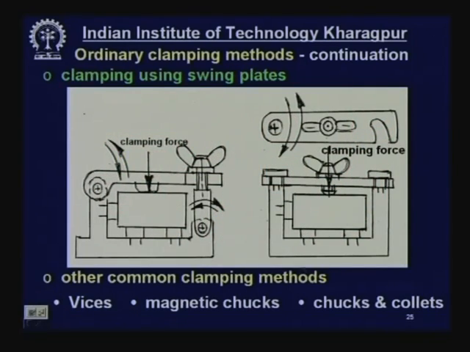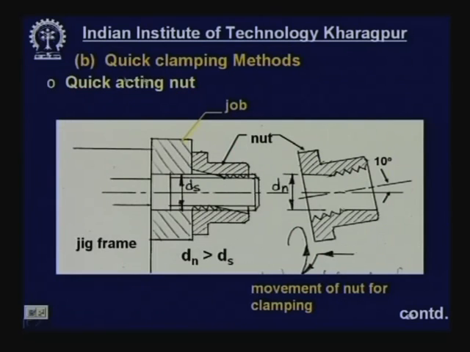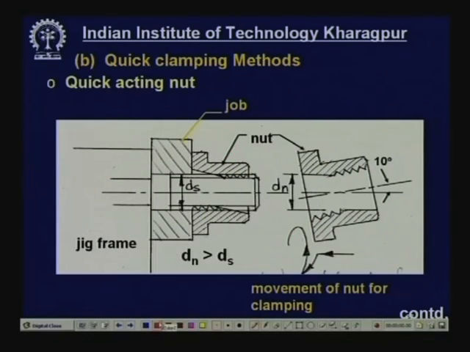Other common clamping methods are vices, magnetic chucks and collets as usual. Now, quick clamping methods are really followed. Quick acting nut, very interesting. How does it work? Suppose this is a jig frame, and this is the workpiece, a ring type workpiece where some radial holes have to be made by drilling like that.